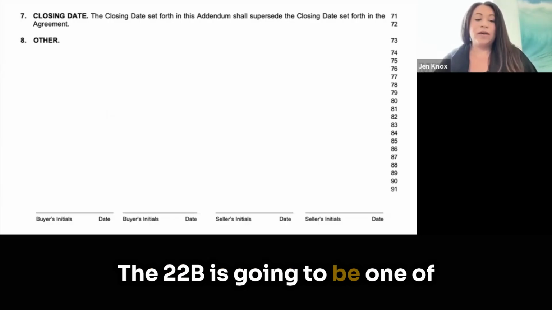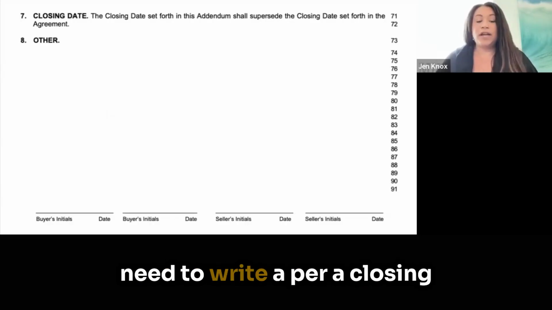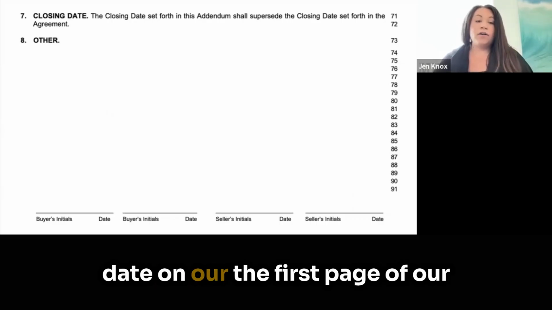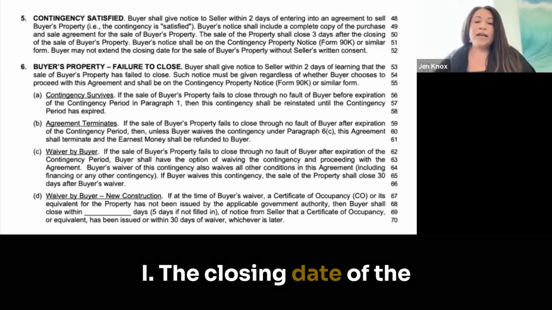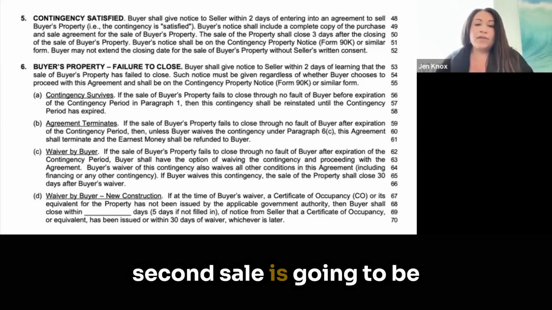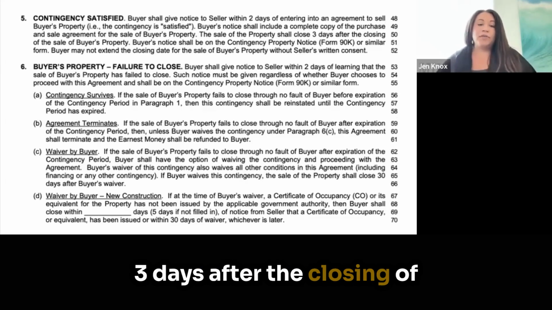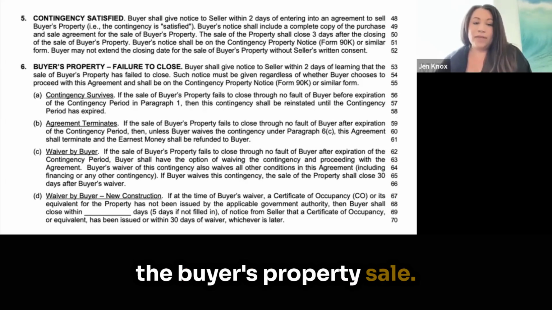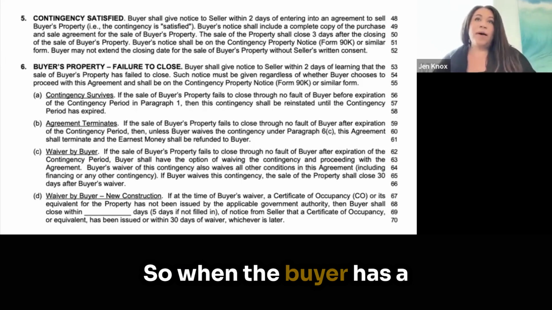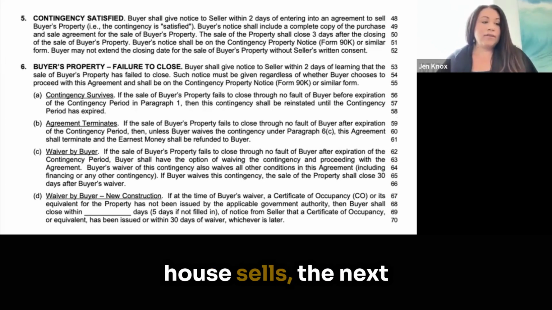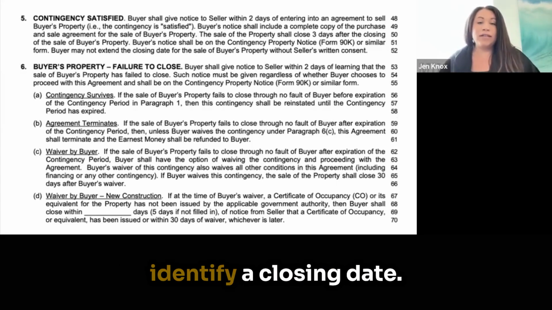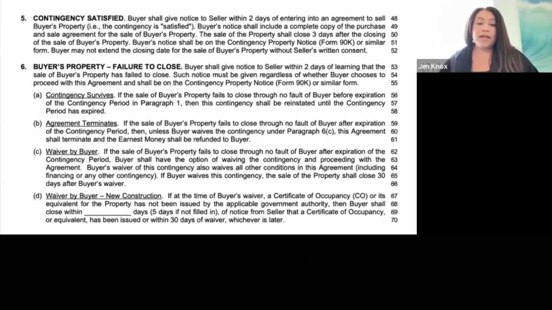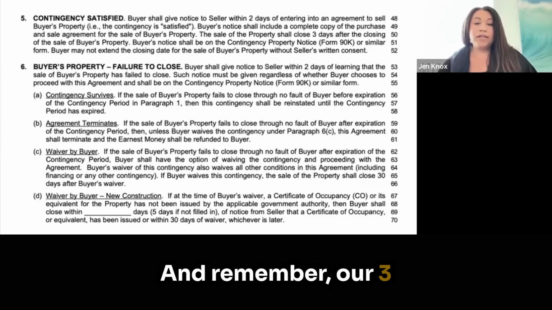There are other dates in this that are affected directly. The 22B is going to be one of the only forms that we don't need to write a closing date on the first page of our purchase and sale agreement. The closing date of this second sale is going to be 3 days after the closing of the buyer's property sale. So when the buyer has a home to sell, when that house sells, the next property closes 3 days later. You don't need to identify a closing date. It is an automatic 3 days.